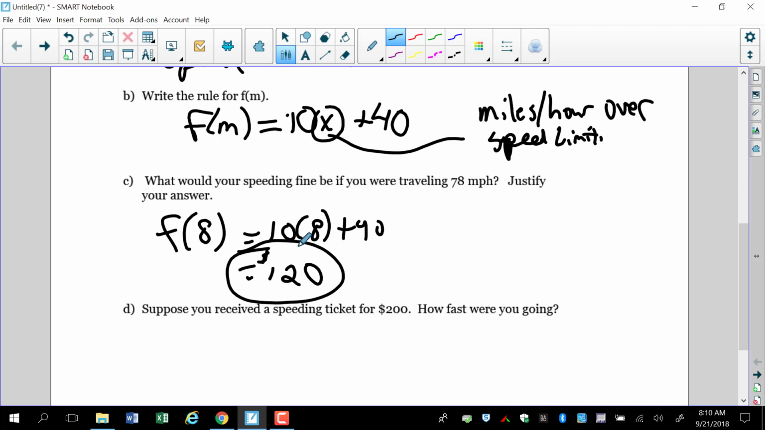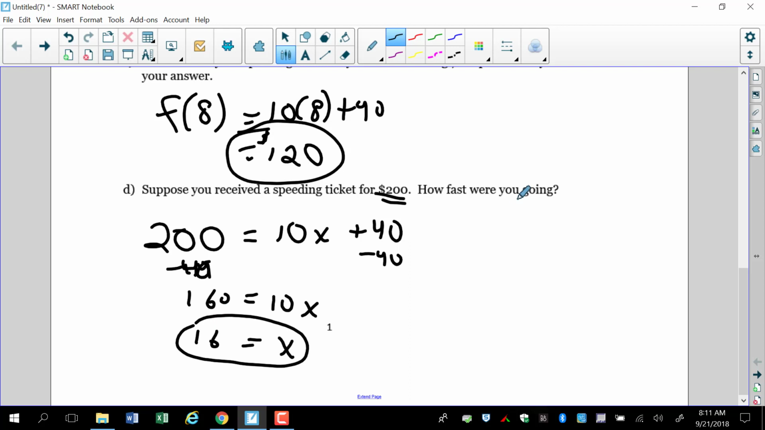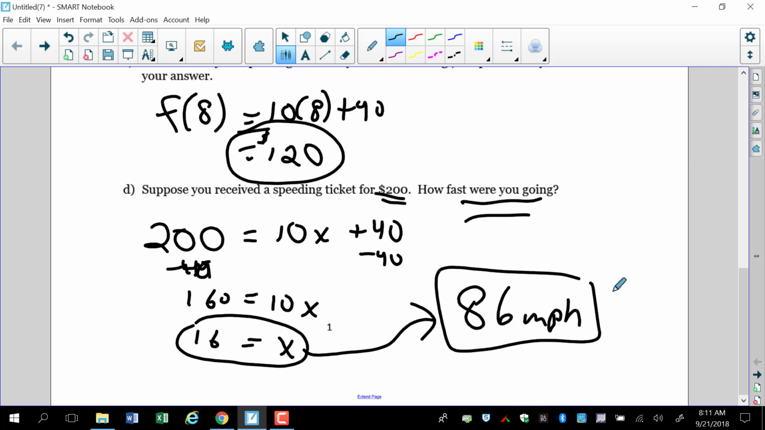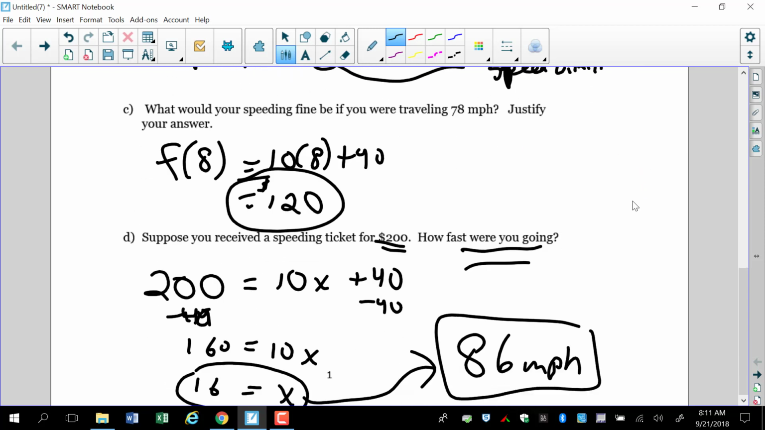Now, you could also use this equation backwards. Let's say you were fined $200. Well, how fast were we going over the speed limit if we had a $200 fine? So I can subtract 40, sorry, and x is equal to 16. However, that doesn't answer the question, does it? We are 16 miles per hour over the speed limit, so it was 86 miles per hour. So again, it's very important not to just plug in numbers, but to actually know what your numbers stand for when you plug them into the equation.